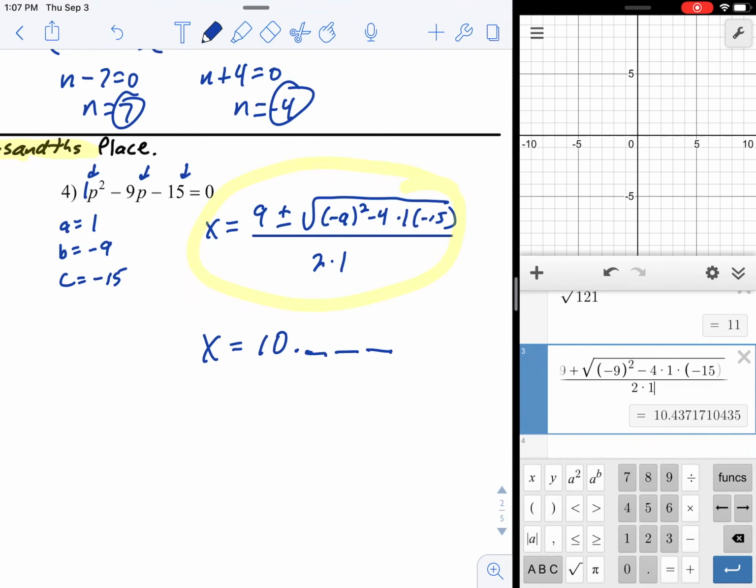So 10.437, you can see on that calculator over there. So that's the plus answer. What about the minus answer?